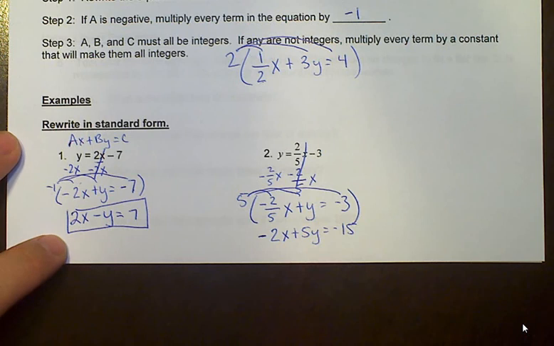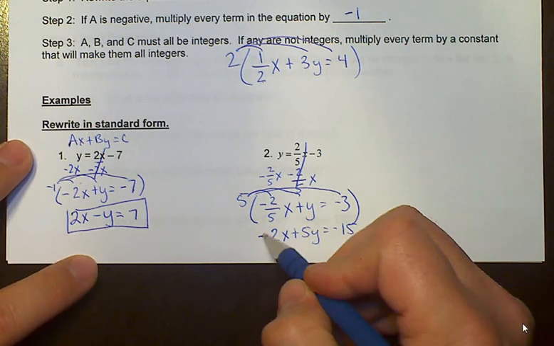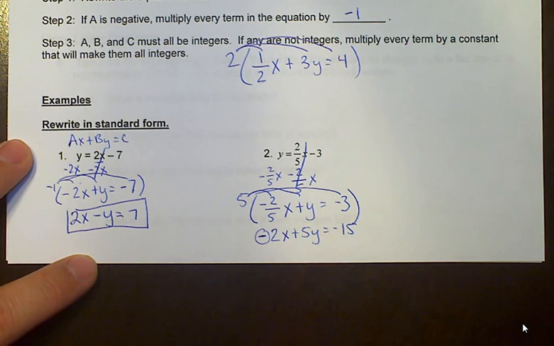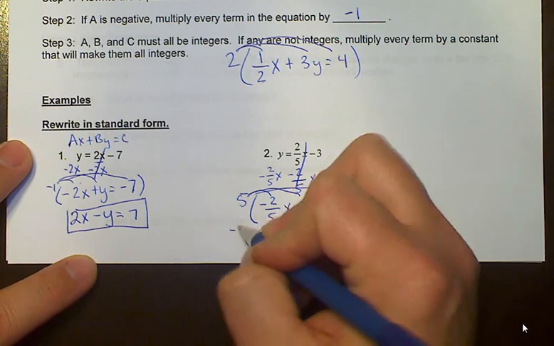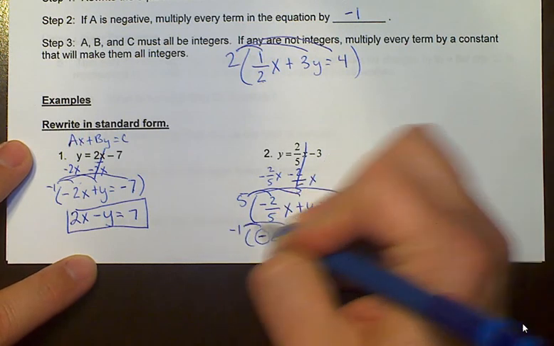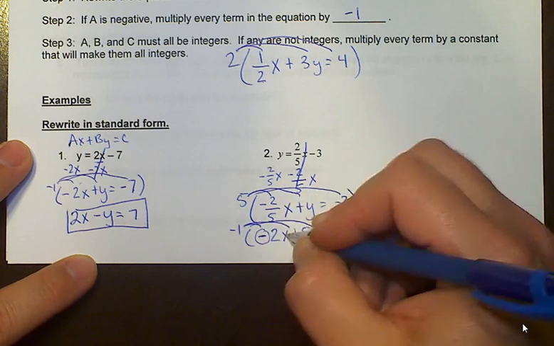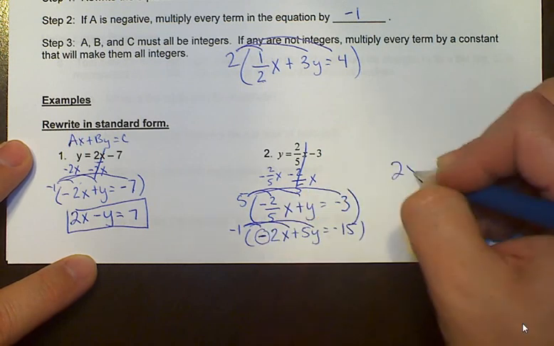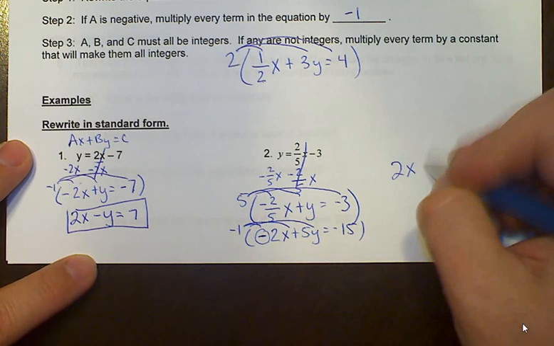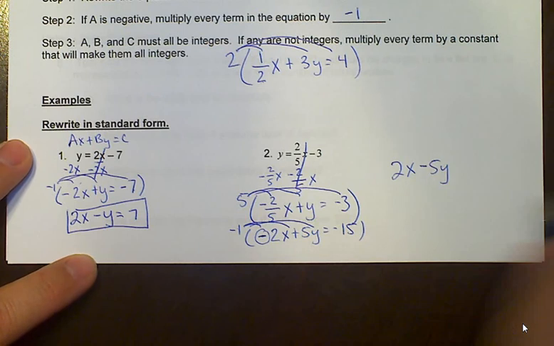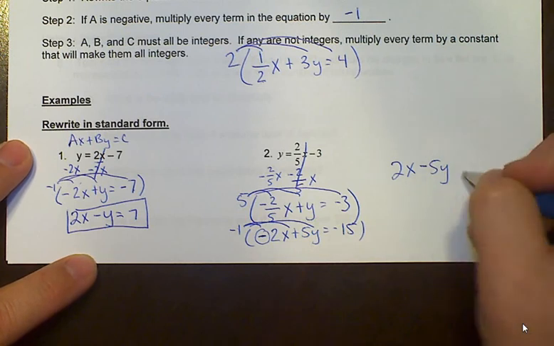Okay, what problems do I still have? I still cannot have that negative. So now I'm going to multiply everything by a negative 1. Okay, so negative 1 times negative 2x is 2x. Negative 1 times 5y is minus 5y. Negative 1 times negative 15 is 15.